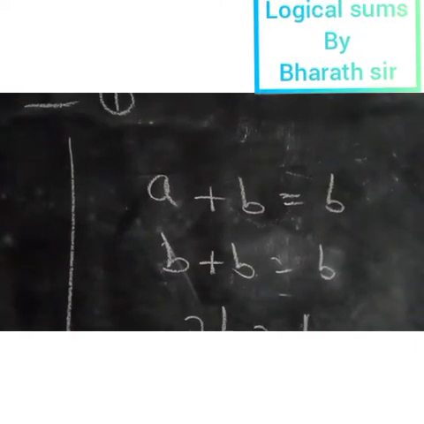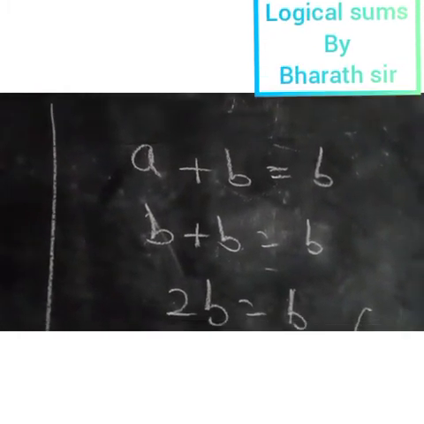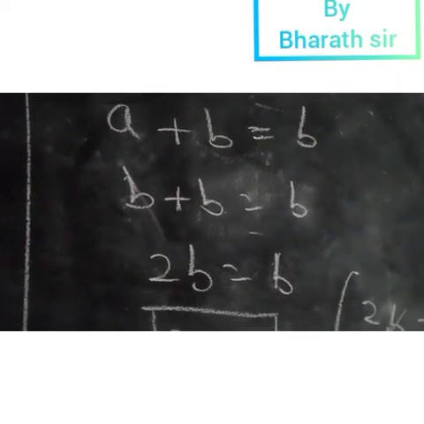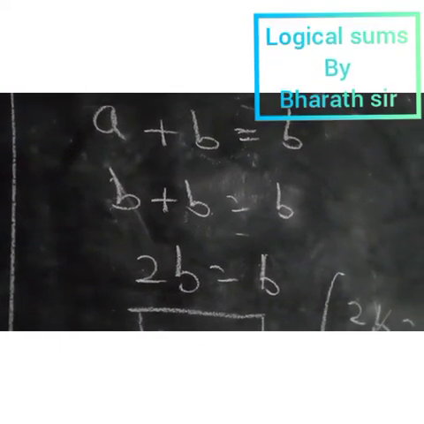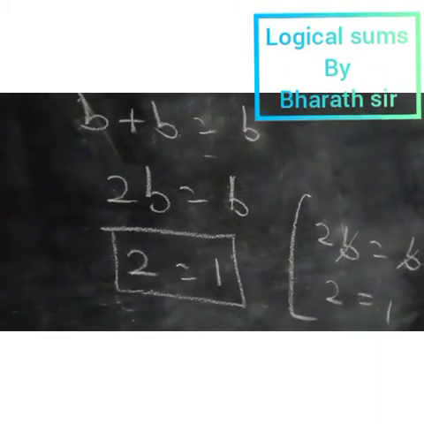So here A plus B equals to B. From equation 1, what we assumed is A equals to B. So instead of A you can write B. Then you will get B plus B is equals to B. B plus B means what? 2B. 2B equals to B. Now you can cancel B in B how many times? 1 time. So this is the process. B in B 1 time. Then you can get 2 equals to 1.